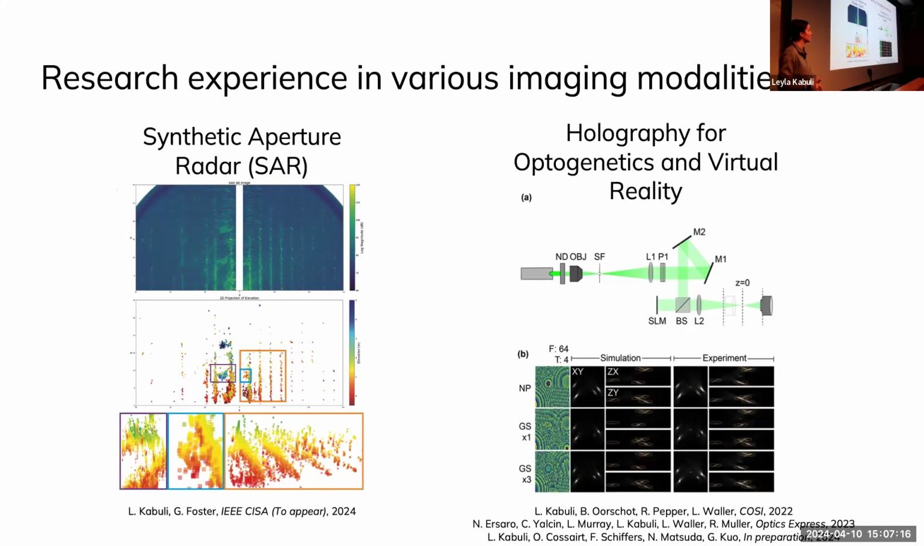And I've also worked a lot in holography, which is another sort of lensless imaging technique. I've worked on holography for optogenetics, so stimulating neurons in the brain using very fast spatial light modulators. And I've also worked at Meta doing virtual reality applications of holography. So that's it for me for now. So I'm going to start to shift to talking about what I should be talking about for this talk.